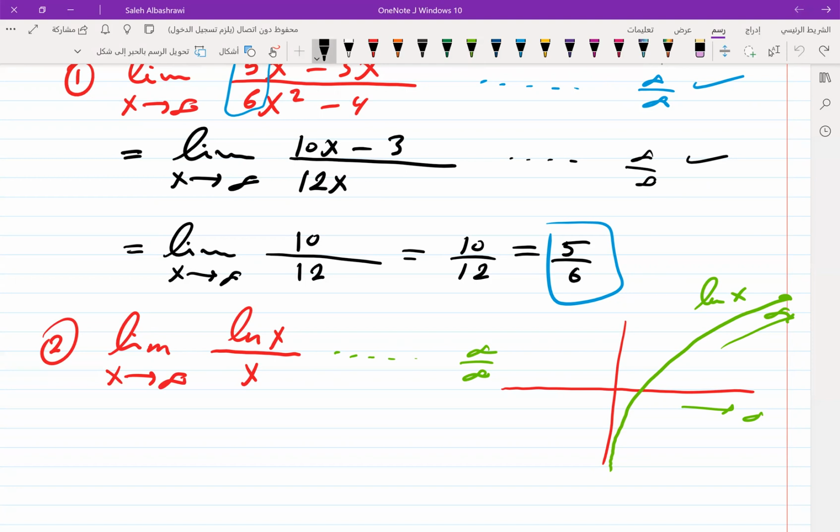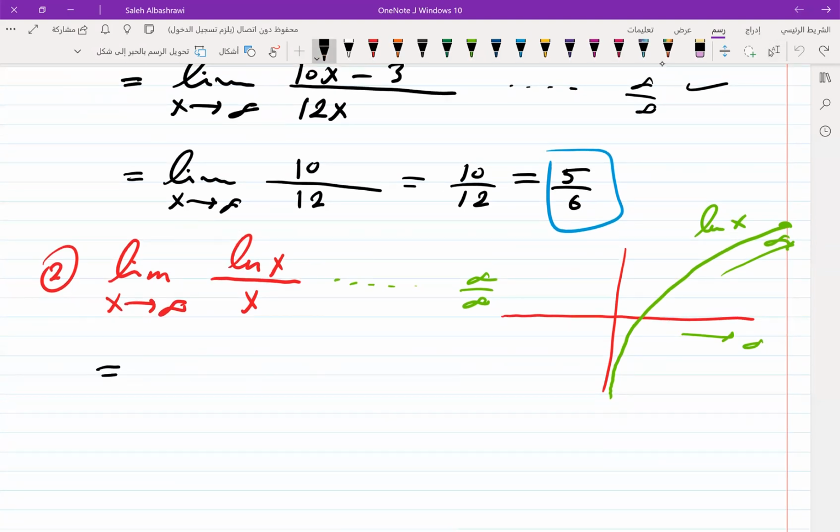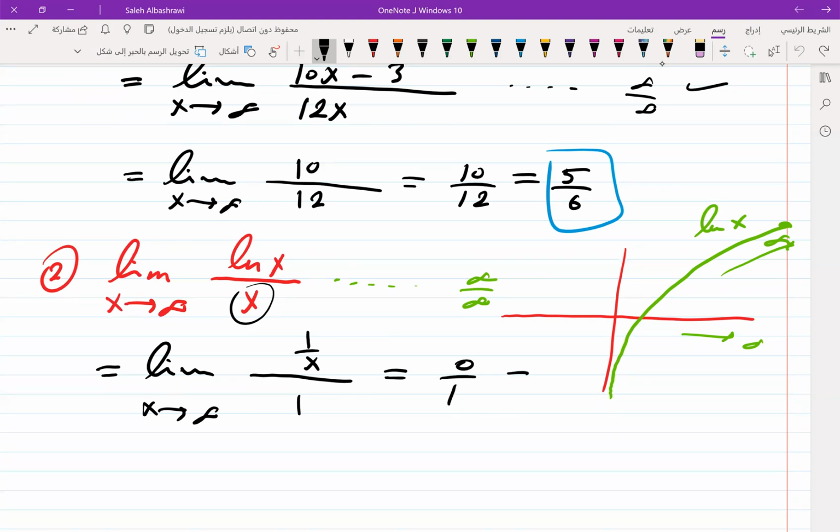By the L'Hopital rule, this is equal to the limit of the derivative of ln x, which is 1 over x, and the derivative of x is equal to 1, as x goes to infinity. So it is 1 over x divided by 1, and this will give me 0 over 1, which is equal to 0. So the limit is equal to 0.